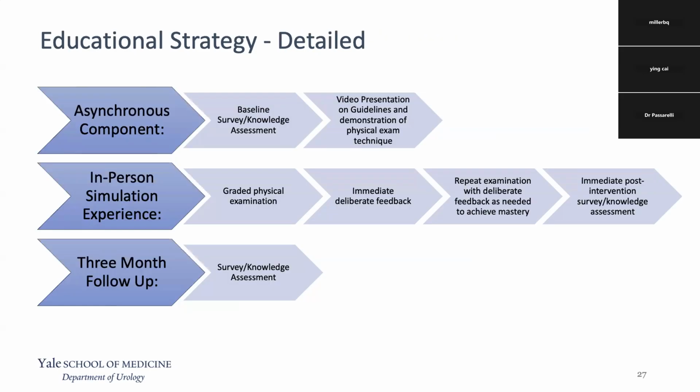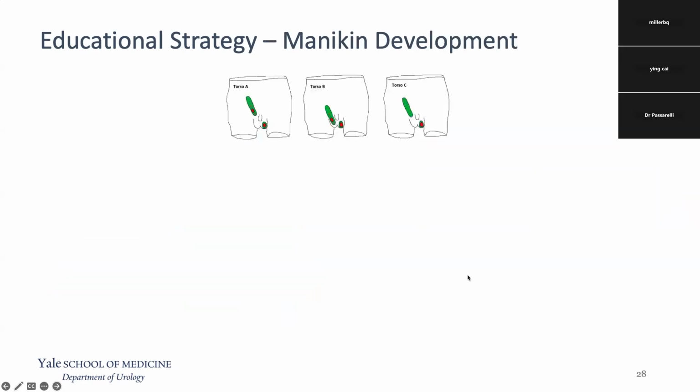In a much more detailed timeline of the strategy, we first have the asynchronous component. They performed a baseline survey and knowledge assessment at home, and then watched a video on the guidelines and the demonstration of physical exam technique. The in-person simulation experience happened, and I'm going to go into this in much more detail, where after they went through the simulation experience, they took a survey on their knowledge and comfort, and then took that same survey 3 months later.